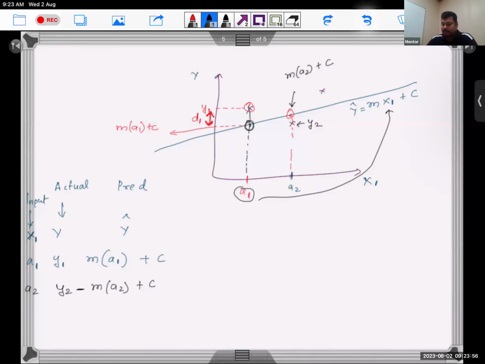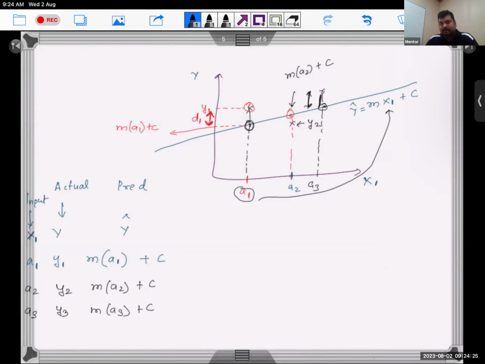Okay. All right. And you can do it for the third point also. If this is A3, you're kind of measuring, see, it will become very clumsy, so you're kind of measuring this much distance. So this is Y3, this is M times A3 plus C. All right. So I want to know how much total mistake I am doing.